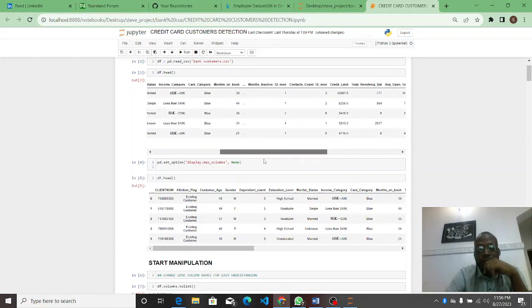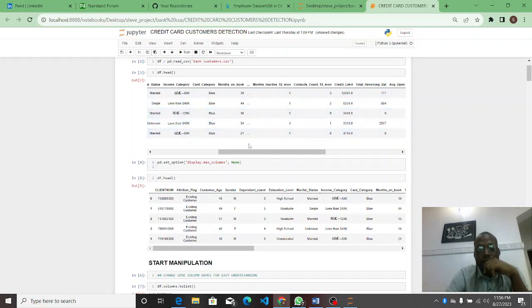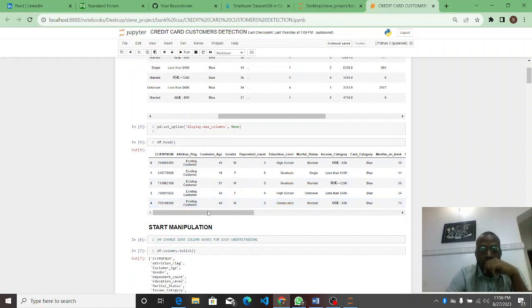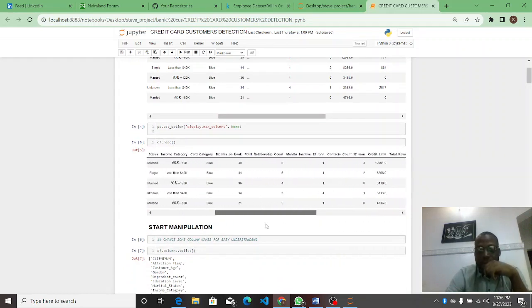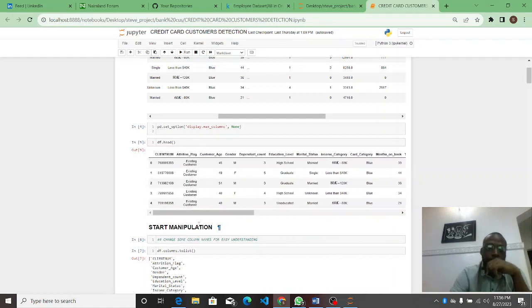But then you can see that we can't see all the columns. So the next thing to do is to set the option to display the maximum columns, so we can check everything. Doing this basically means we have to check every metric that could lead us to a possible reason or cause for why these customers churned the organization, or perhaps why these customers stopped using the credit card service for the bank.